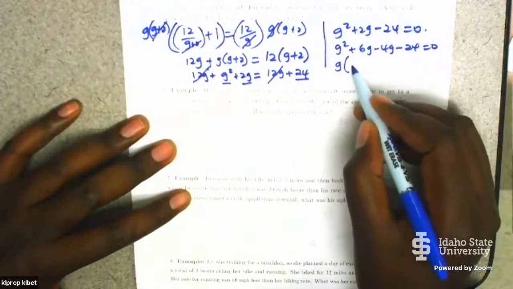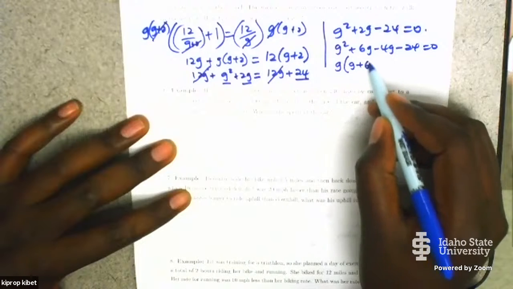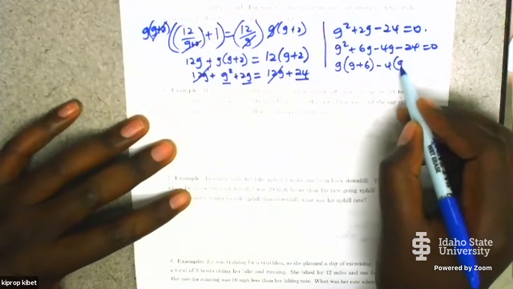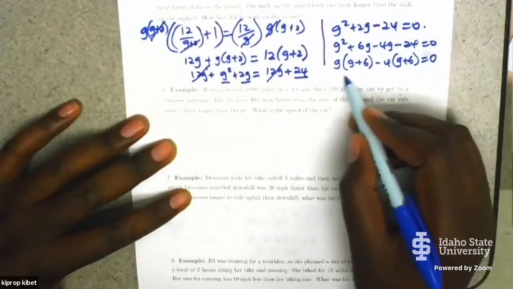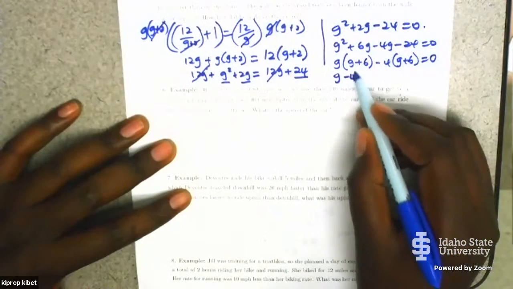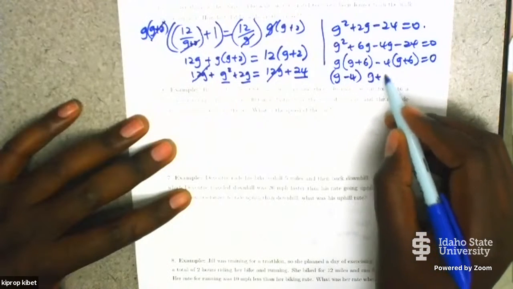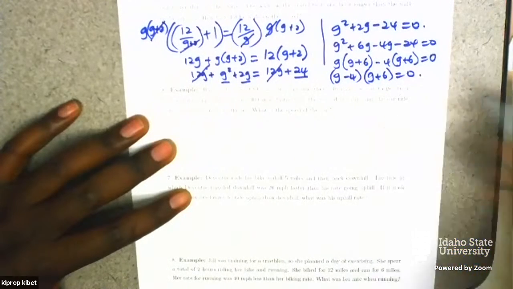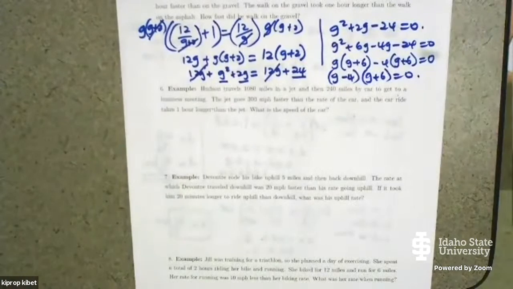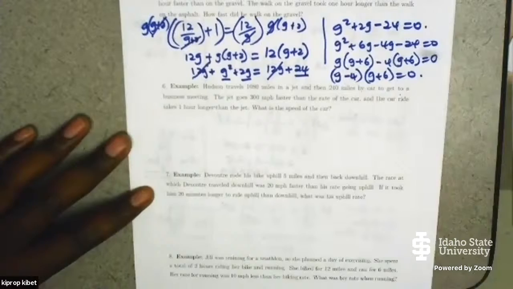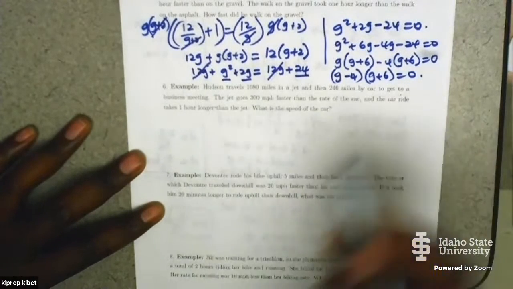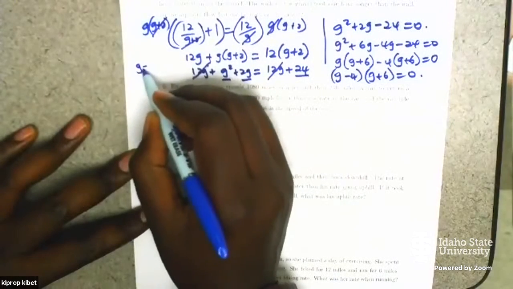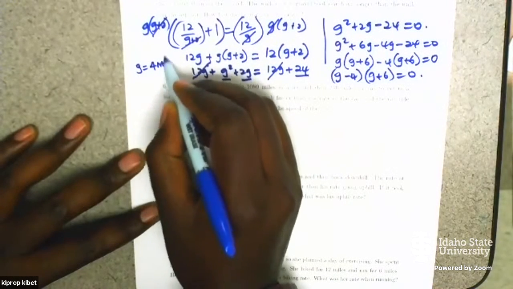So group them: G plus 6, minus 4, G plus 6, equals 0. So collect: G minus 4, G plus 6 equals 0. Using the zero product property, we take the positive one, right? We take the speed, which is positive. So our G equals what? 4 miles per hour.